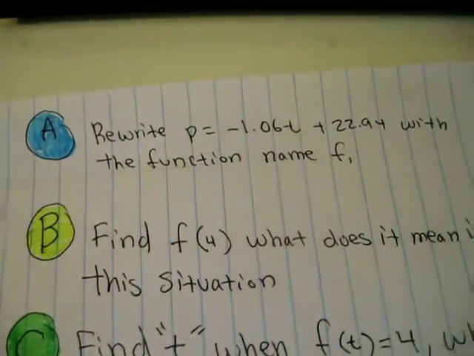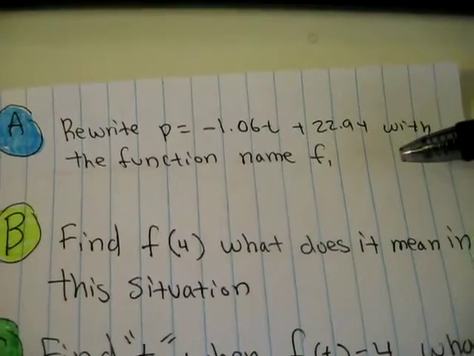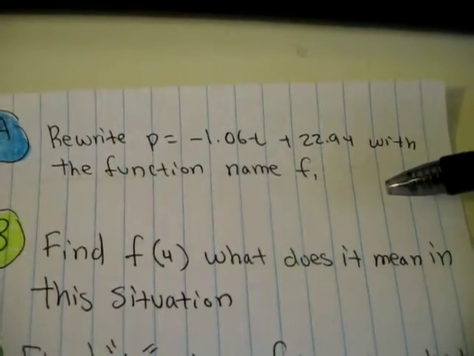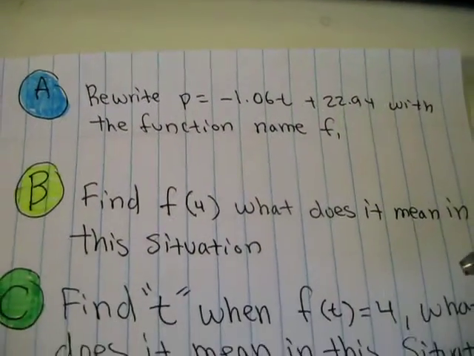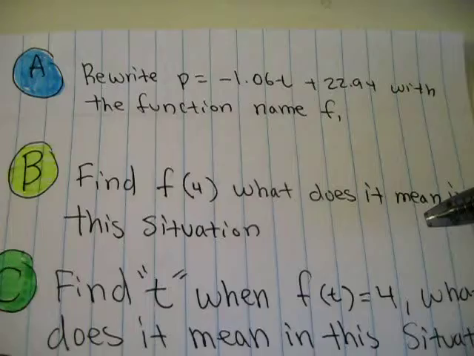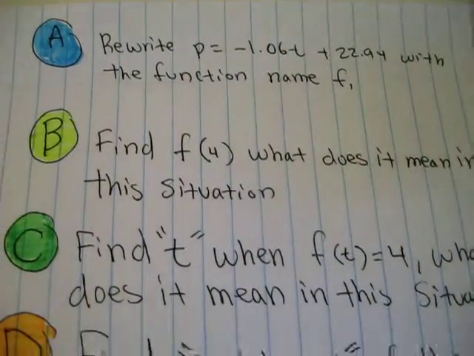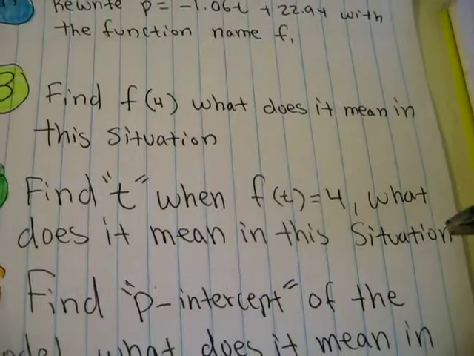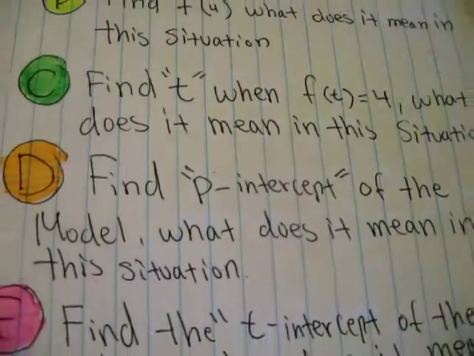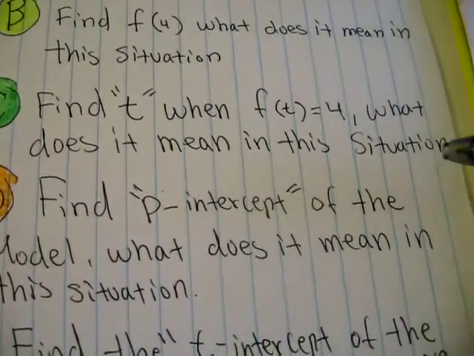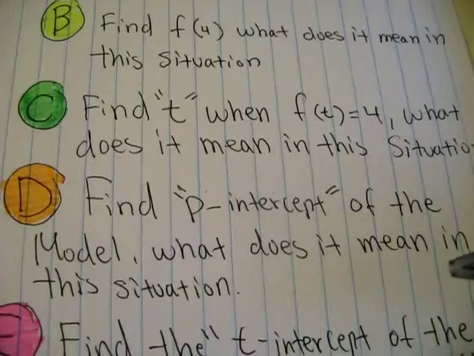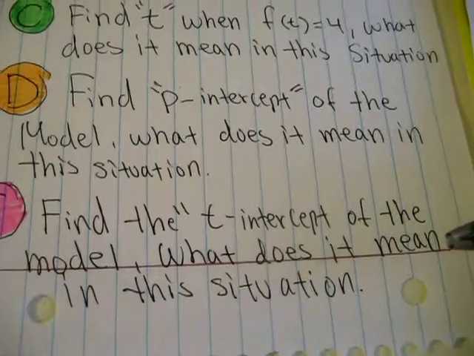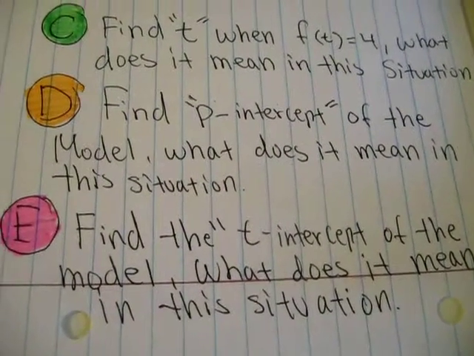The problems are: problem A is rewrite P equals negative 1.06t plus 22.94 with the function name f. Problem B is find f(4), what does that mean? Problem C, find t when f(t) equals 4, and what does this mean in this situation? Problem D, find the P-intercept of the model, and what does it mean in this situation? And last, problem E, find the t-intercept of the model, and what does this mean in this situation?